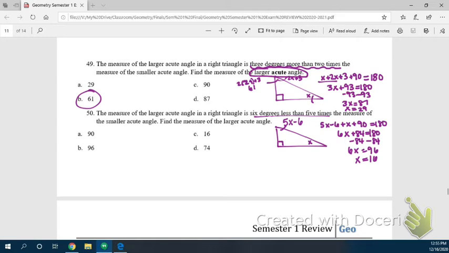Now once again, they're asking for the larger acute angle. If this one is 16, we need to plug it into 5x minus 6 to figure out the other angle. 5 times 16 minus 6. When I do that, I end up getting 74. So the larger acute angle is 74 degrees. Be very careful because they're trying to throw you off by giving you 16, or like in the previous example, giving you 29 as an option. Make sure you're reading the directions and you know which angle they're looking for.